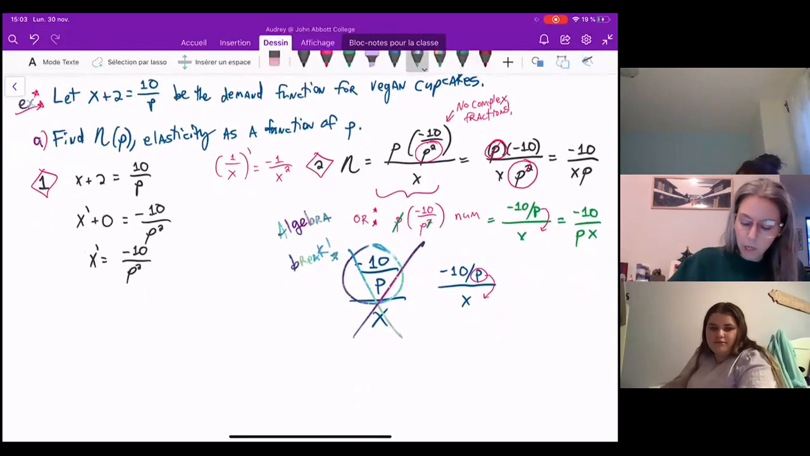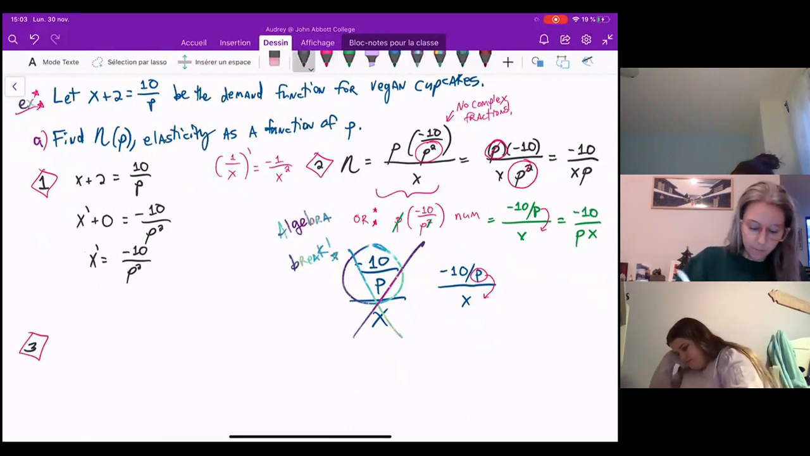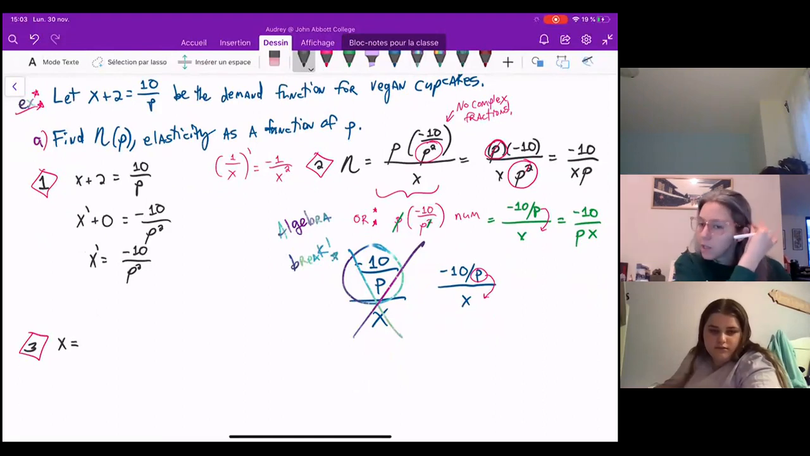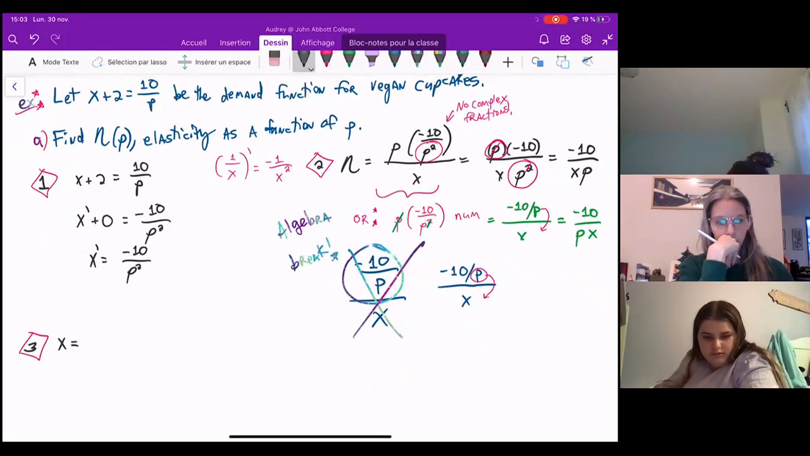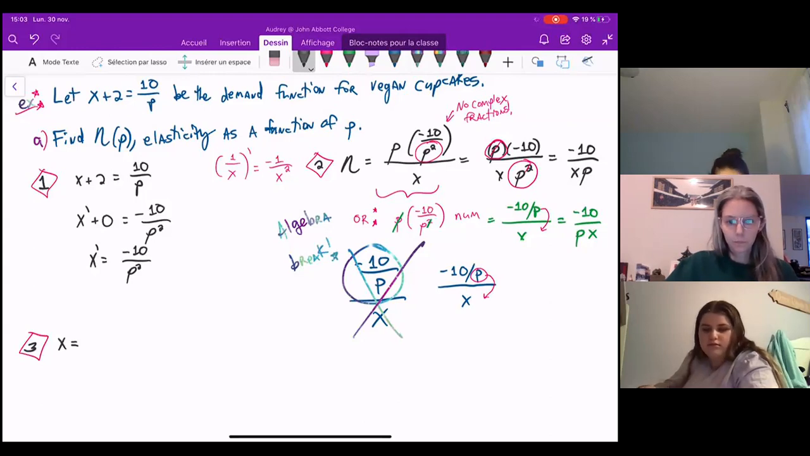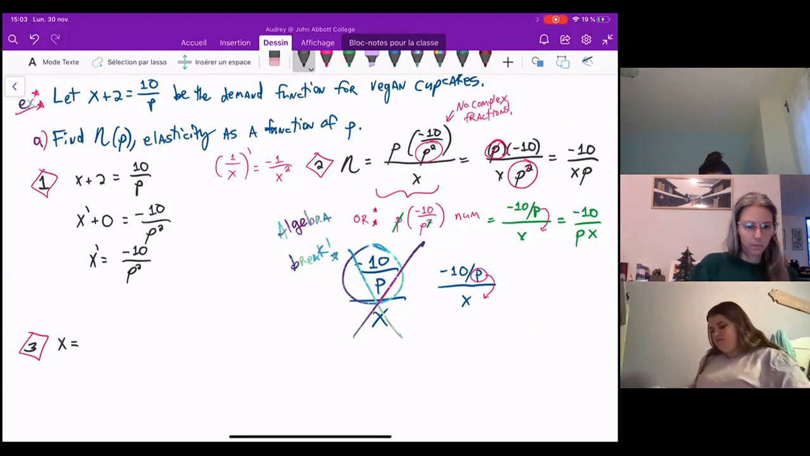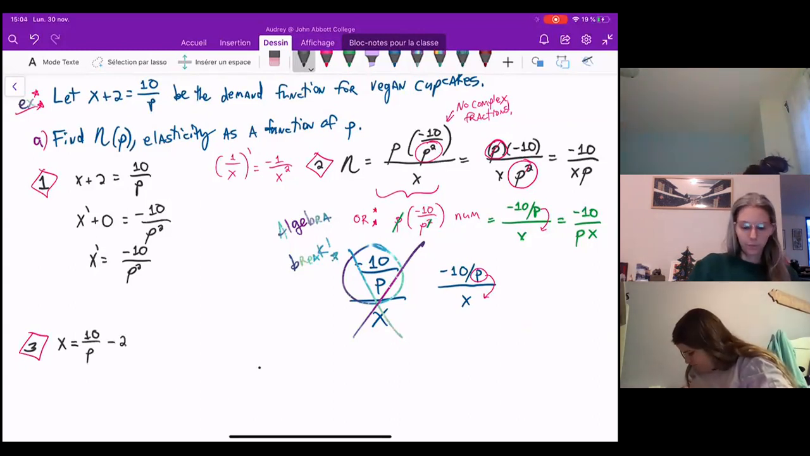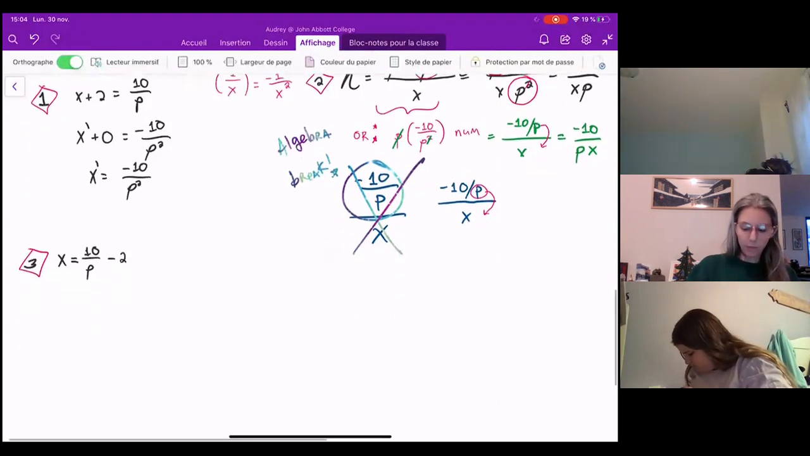Next, my third step is to rewrite this as a function of p. What does x equal? I want to replace that x with something in terms of p, so what does x equal? If I go look, I know that x plus 2 is 10 over p, so x is equal to 10 over p minus 2. So that's what I'm replacing x with now.